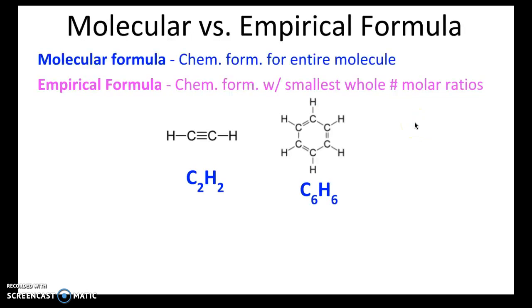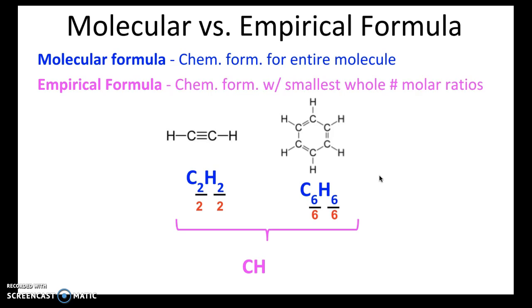Now, in order to help us do that, let's go back to understanding what molecular versus empirical formula is. So the molecular formula is the chemical formula for the entire molecule, whereas the empirical formula is the chemical formula with the smallest whole number ratio. So how do we go from the molecular formula to the empirical formula? Let's recap. What we would do is we would look for a common factor in the subscripts. So looking at this first example, the common factor here is 2. So we would divide all of the subscripts by 2. In the second example, the common factor is 6. So we divide each of these by 6, and that will give us our empirical formula. In this case, for both molecules, it's CH.